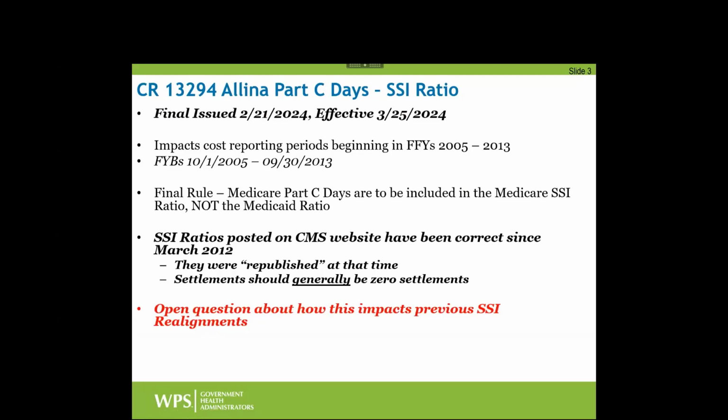means you can actually go out to the website and find it. You can Google CMS change request 13294 and it'll show you the full document. Not all change requests are public, but many of them are, and this is one of them that you can see all the details of. So there is quite a bit to this change request, and mainly it impacts cost report periods beginning in federal fiscal years 2005 through 2013, which basically means the fiscal years beginning 10/1/04, I'm sorry, through 9/30/13 there.